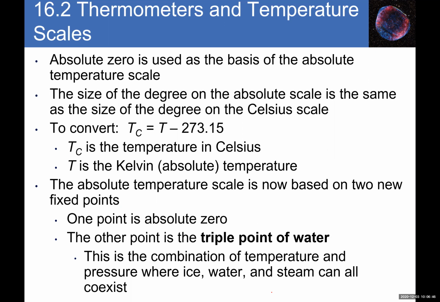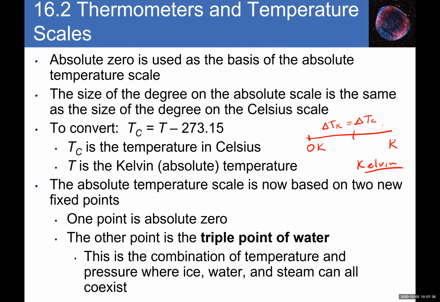The size of the degrees on the absolute scale is the same as the size of the degrees on the Celsius scale. So this is the new scale, known as the absolute temperature scale, or what we're going to call the Kelvin scale. Zero Kelvin is then absolute zero. And as the Kelvin scale increases, going from one temperature to another, the delta T in Kelvin is exactly the same as the change in temperature on the Celsius scale.